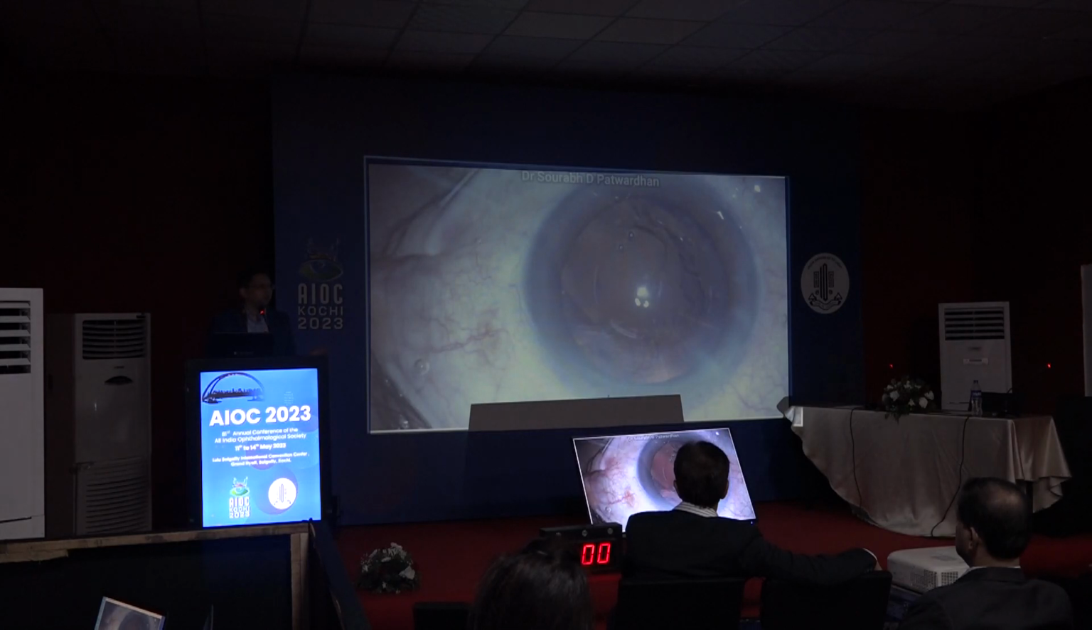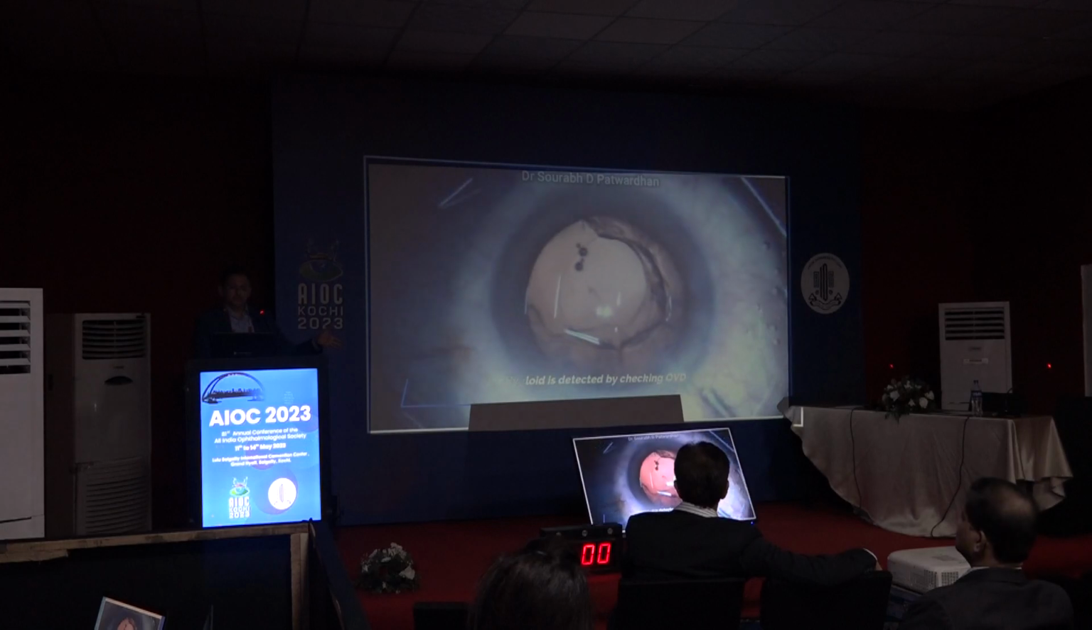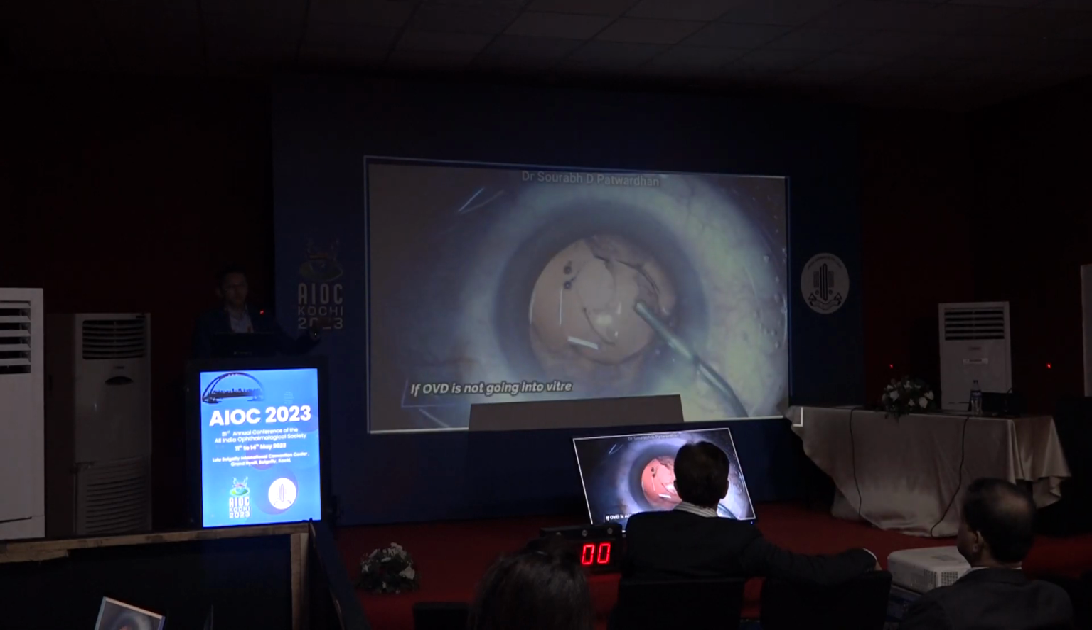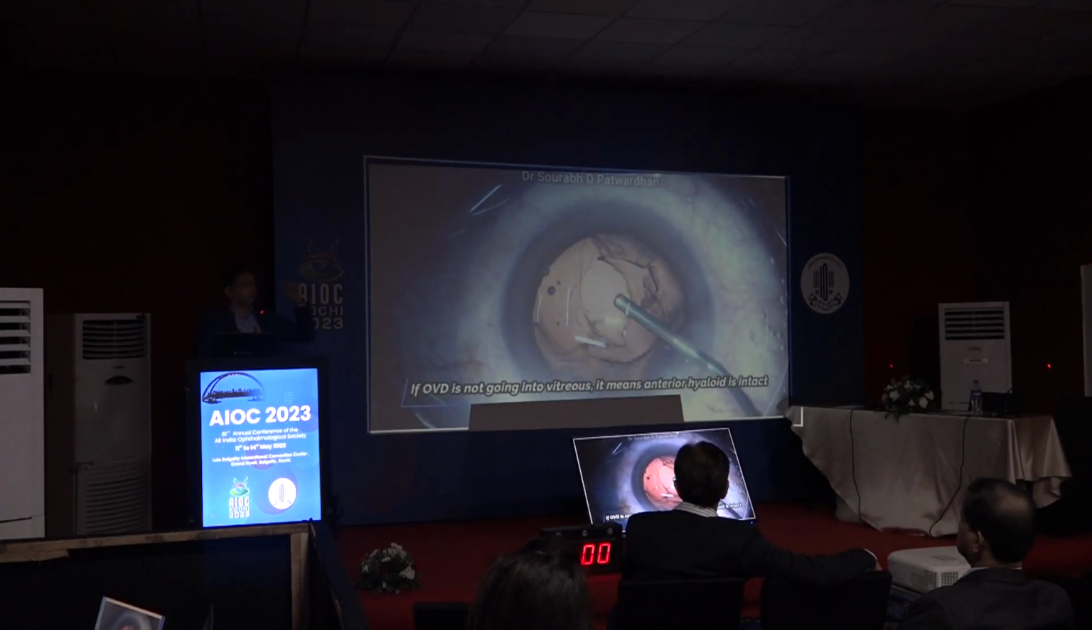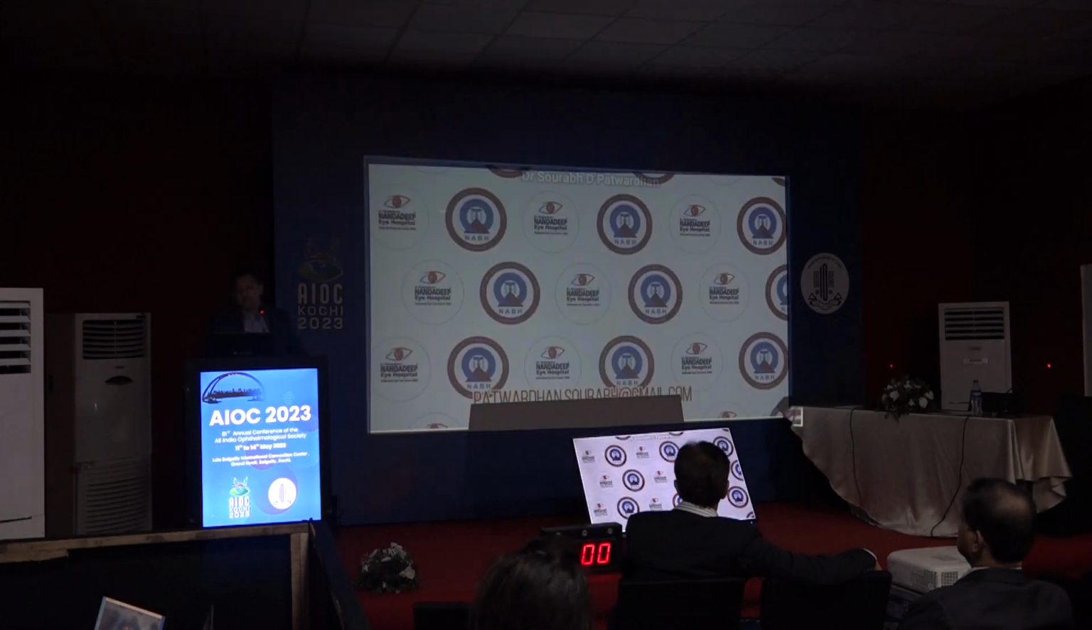Now, how to check whether the anterior hyaloid is intact or not? Once you can see the posterior capsule opening, put visco in it. If you don't see any visco going inside the vitreous cavity, you know that the anterior hyaloid is intact, and you can take a decision accordingly.